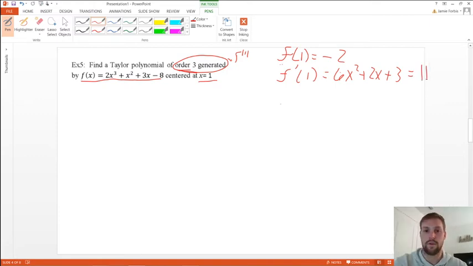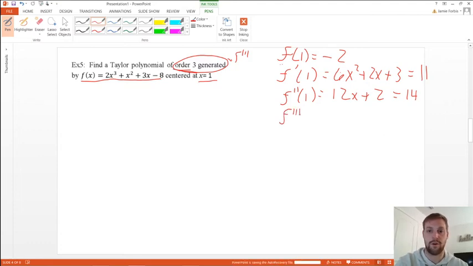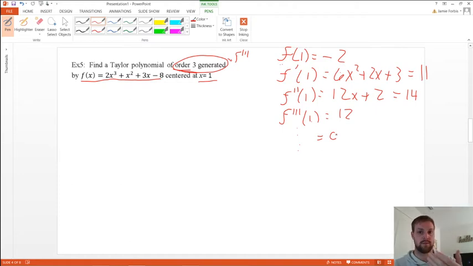If I did f double prime of 1, that's going to be 12x plus 2. And if I plug 1 into that, I get 14. And we're going to the 3rd order, so I'm going to go over to the triple derivative, or the 3rd derivative. That's equal to just 12, and if I plug 1 into that, you get 12. And honestly, if I keep going, to the fourth derivative or the fifth or the sixth derivative, all the derivatives after this point are going to be equal to 0. So it's actually impossible to generate anything past order 3 because the values will always just go to 0. So this is why we don't do Taylor polynomials for polynomials often, because you can only make it so far.